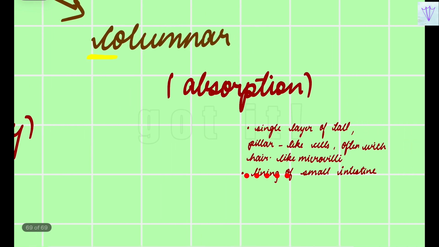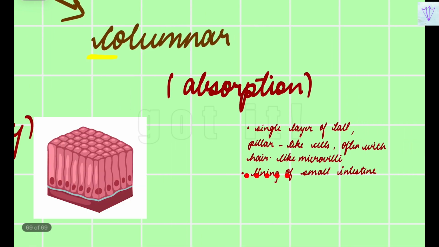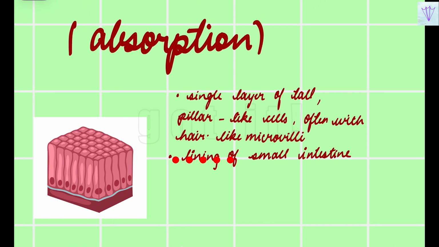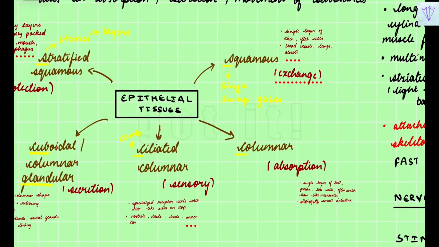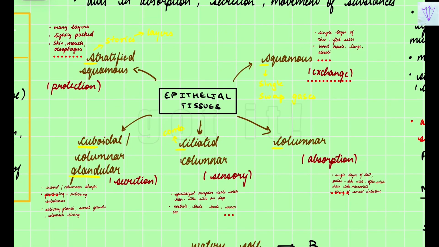And next, the final one is columnar, whose primary function is absorption, and single layer of tall pillar-like cells, often with hair-like microvilli, and it is found in the lining of small intestine. So in small intestine, we can see the absorption will happen. So in the same way, here it is found in the small intestine. So this is all we can find in the epithelial cells.